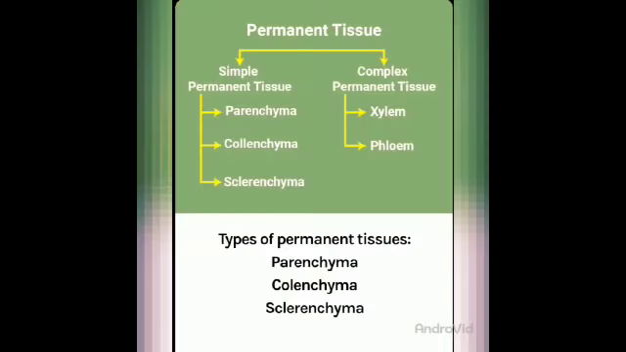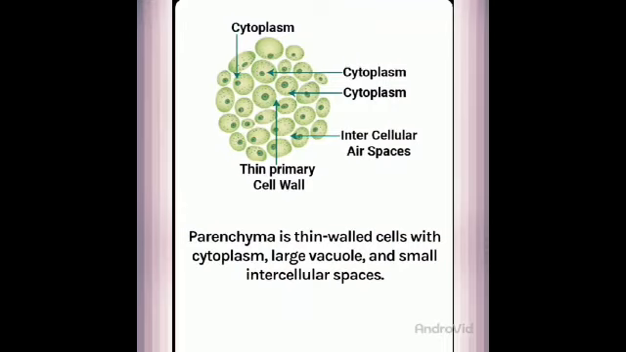The parenchyma is a type of simple permanent tissue. Let us discuss the parenchyma type of tissue, which is a part of simple permanent tissue. So parenchyma is thin walled cells. Here you can see lots of cells are arranged, forming a group of cells. This is called tissue, and this tissue is what? A tissue of parenchymatous type of cells.